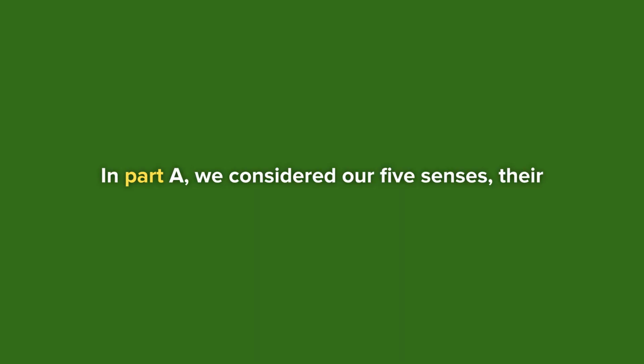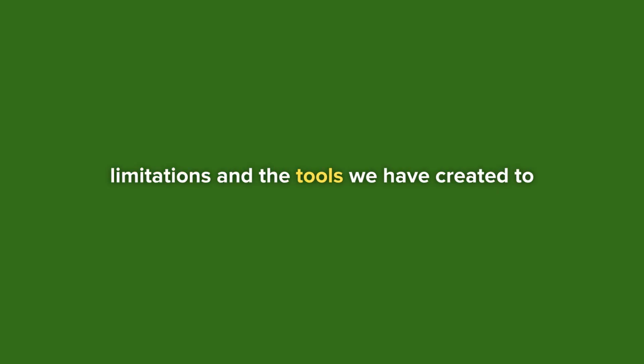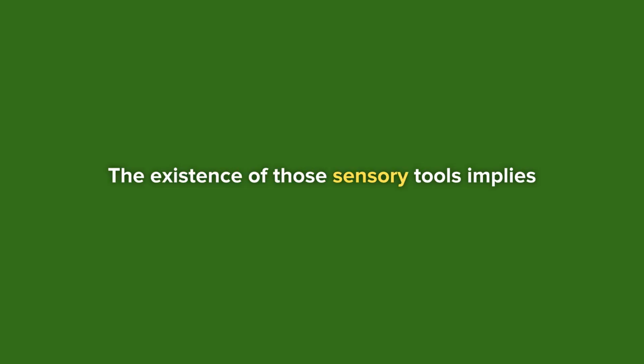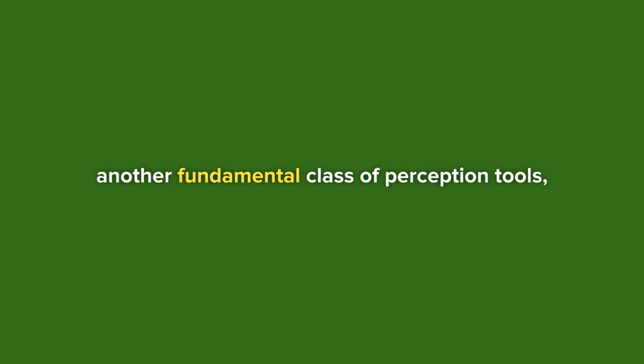Objective Objectivity Number 4, Tools of Perception, Part B, the Symbolic Record. In Part A, we considered our five senses, their limitations, and the tools we have created to expand their reach. The existence of those sensory tools implies another fundamental class of perception tools, recorded information.